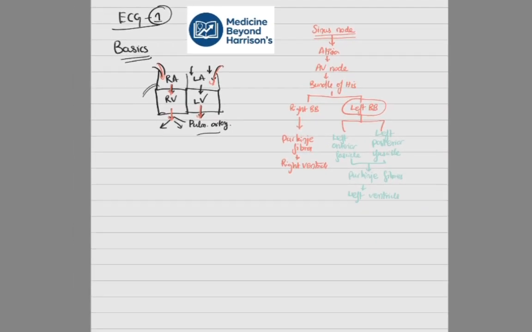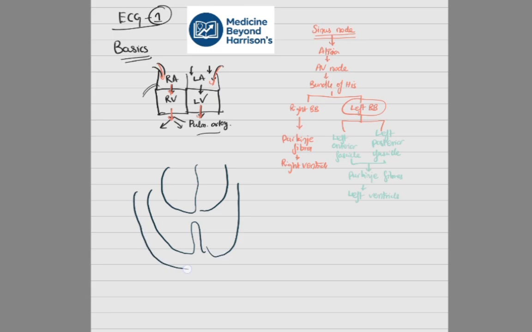So to draw a schematic diagram, this is the right atrium, the left atrium, the right ventricle, the septum, and the left ventricle. The SA node is situated here. Then from there, here is the AV node. From there it splits into the right bundle branch and the left bundle branch, of which the left bundle branch splits into an anterior fascicle and a posterior fascicle. Finally it forms the Purkinje fibers and supplies the wall.